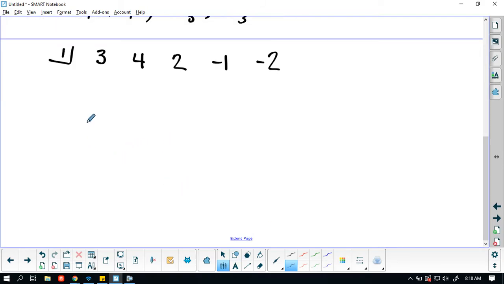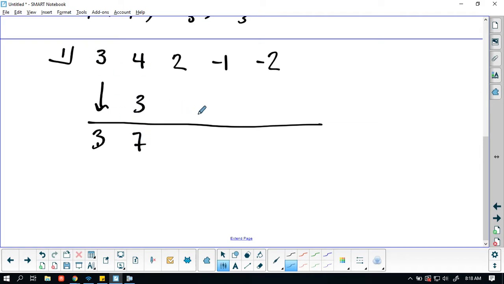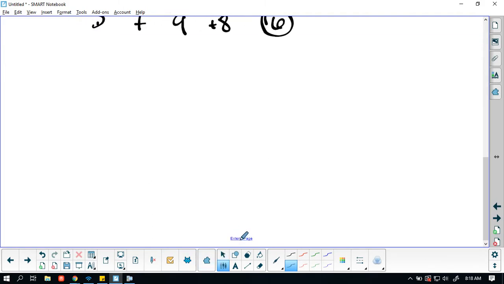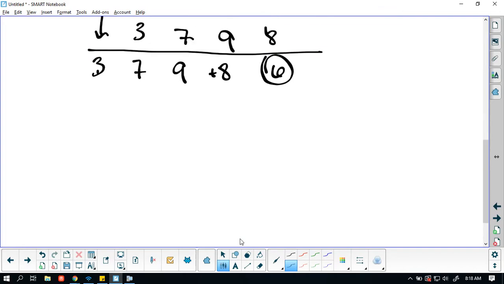Right, so we're going to try 1. 3 comes down. 3 times 1 is 3, and so on across the row. And this one we don't have a remainder of 0. We have a remainder of 6. So what is not a solution? 1 is not a solution. Let's do a 2. And you're going to continue this on.